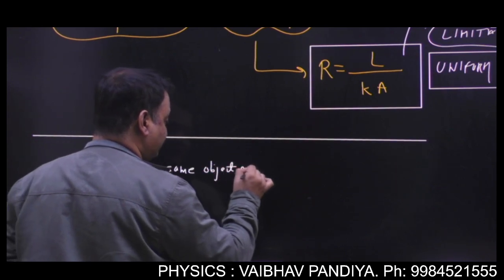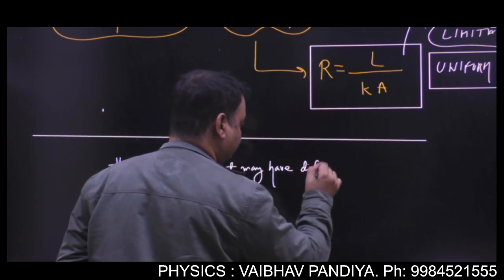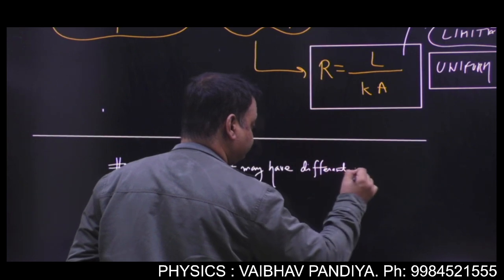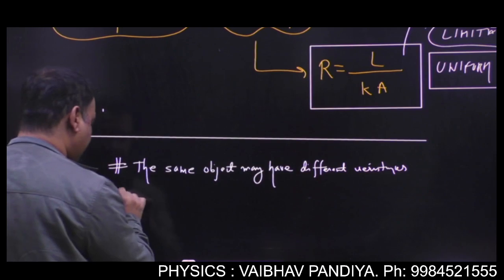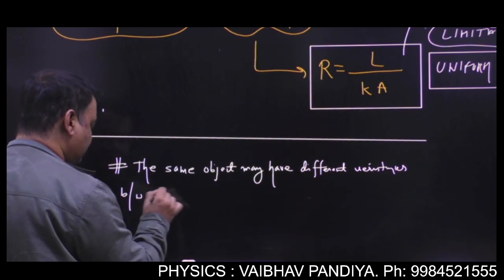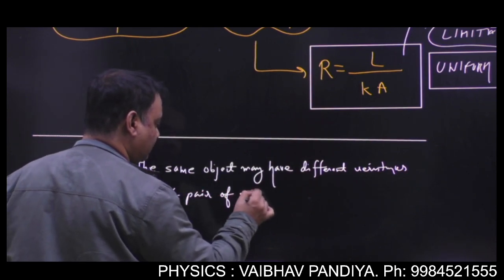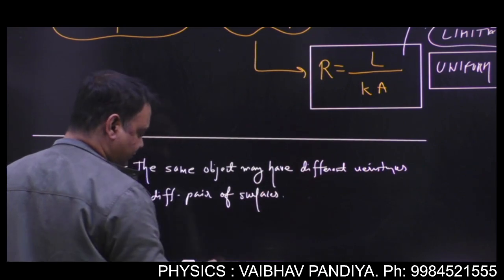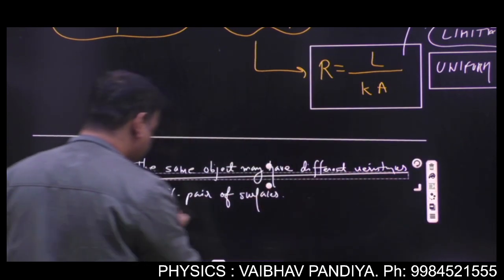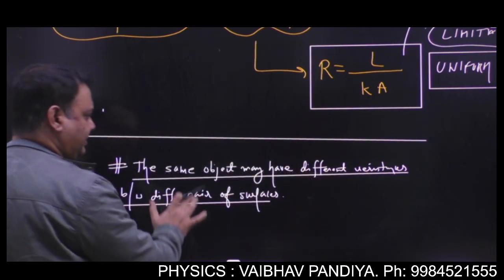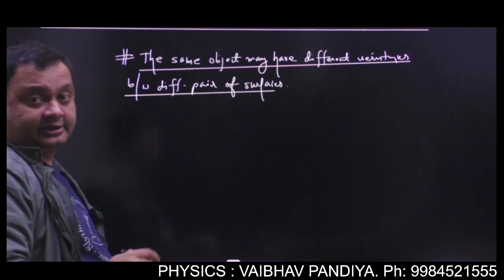The same object may have different resistances between different pairs of surfaces. So while finding the resistance in any object, you also have to be clear across which pair you are finding the resistance. See the illustration.